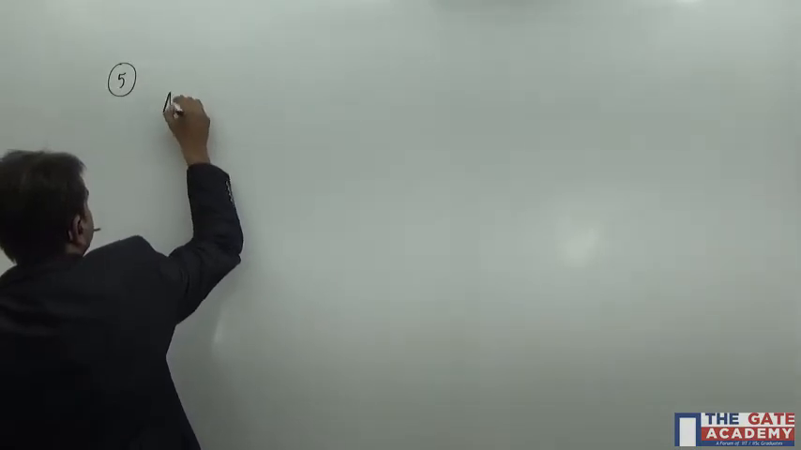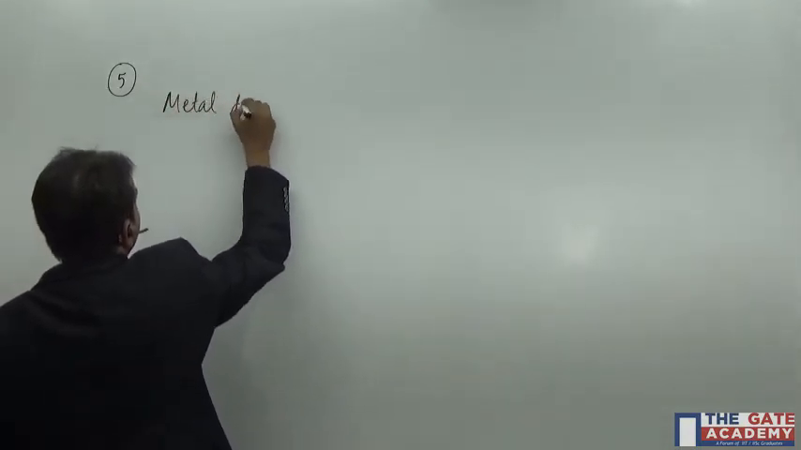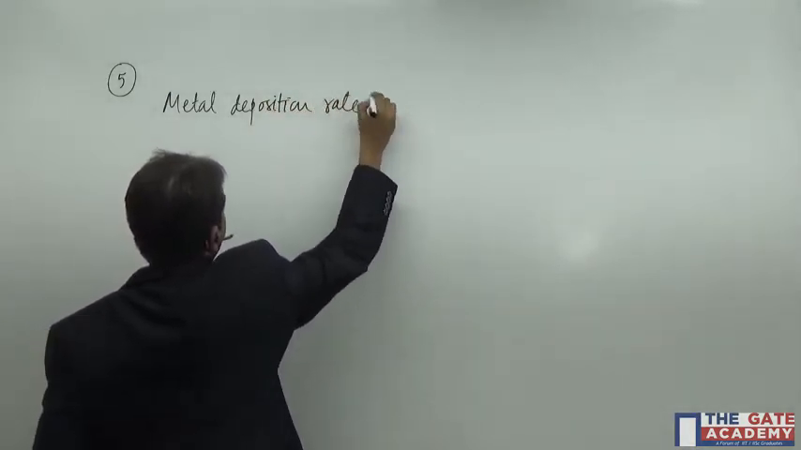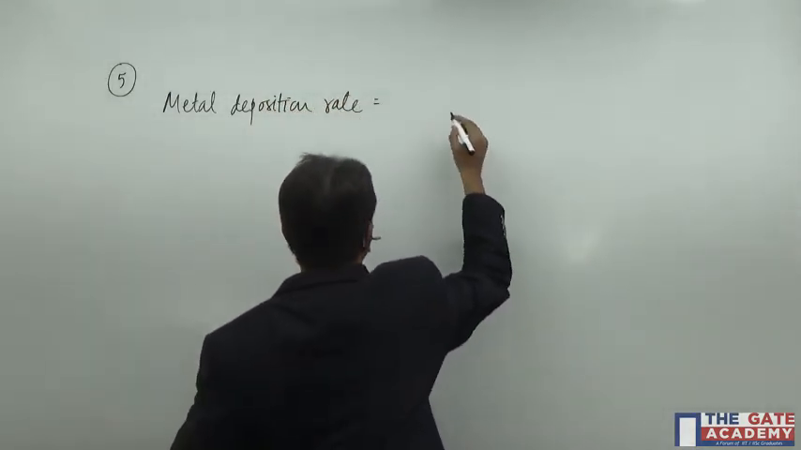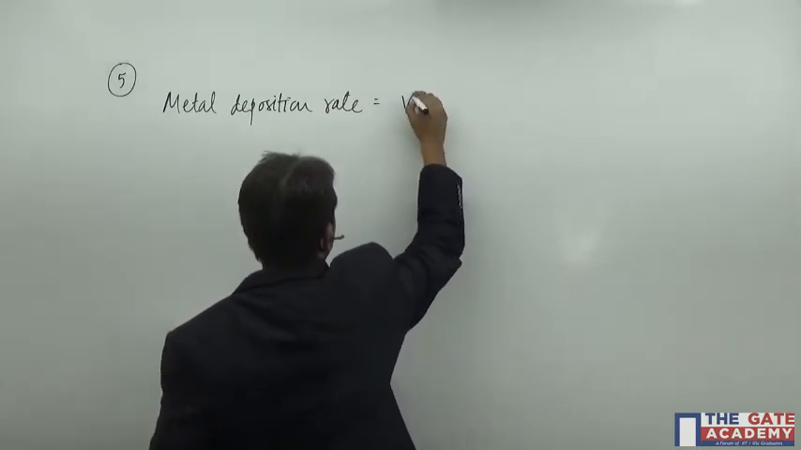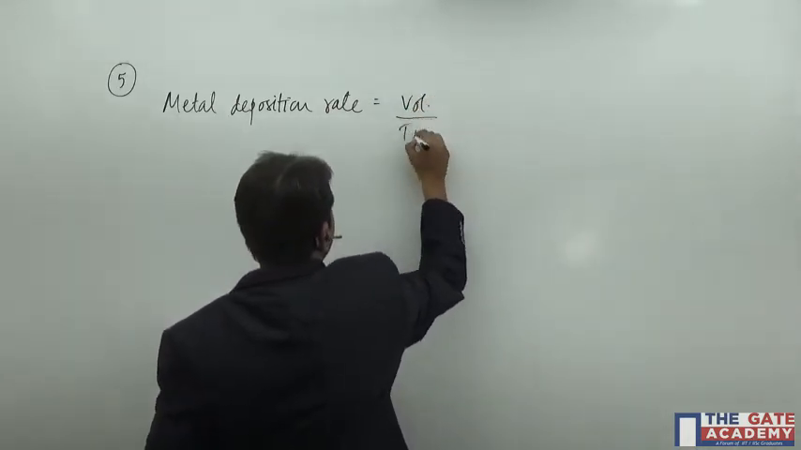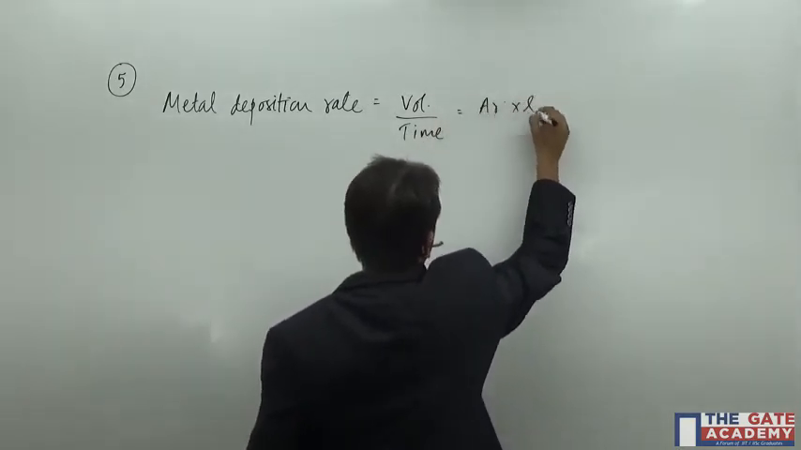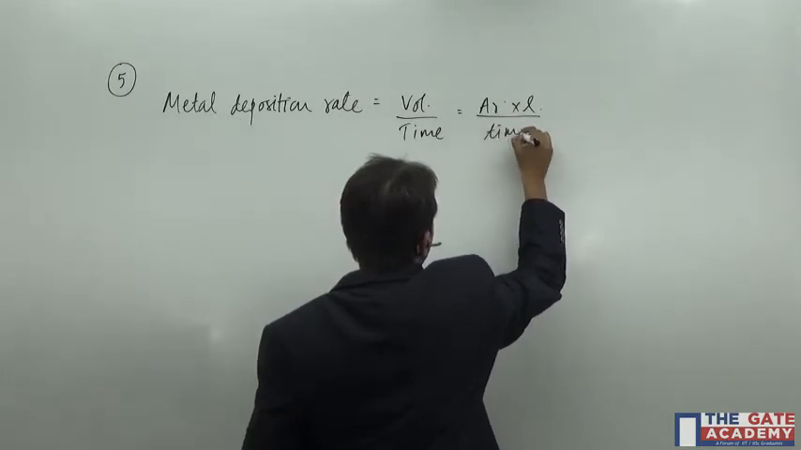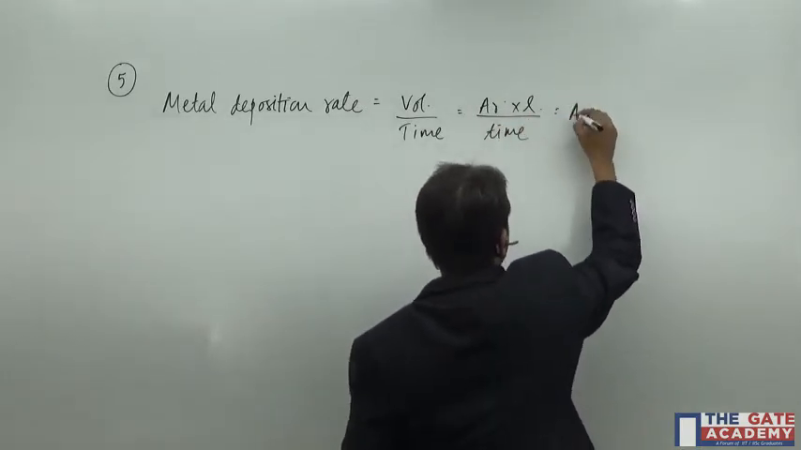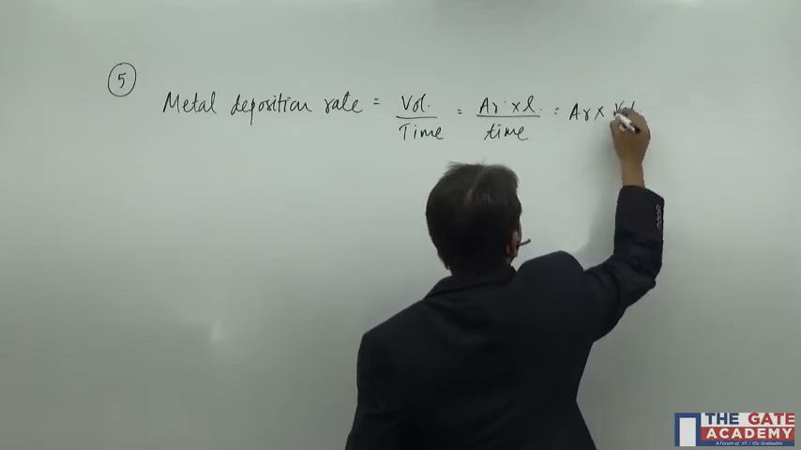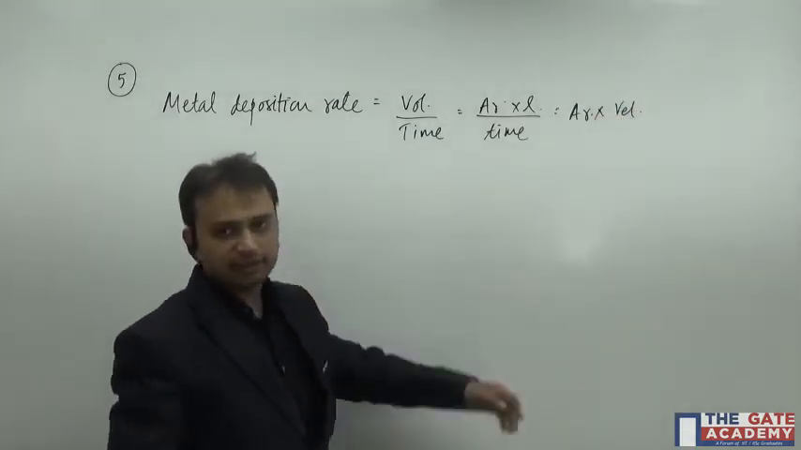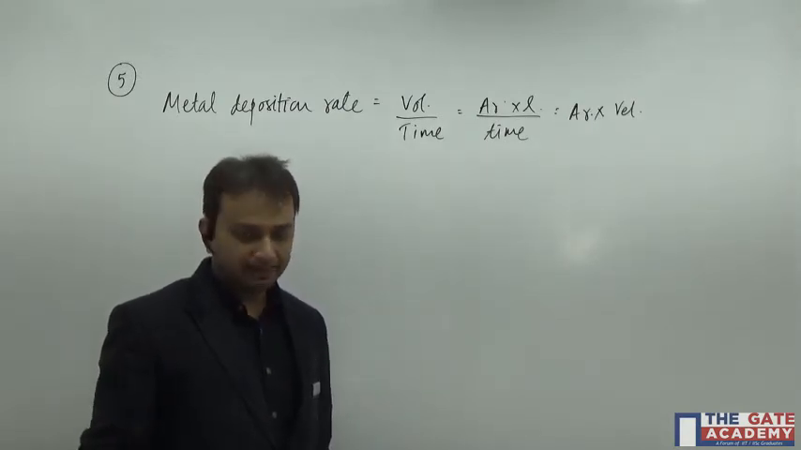So metal deposition rate is given by volume per unit time, or also you can write it as area into length per unit time, and also you can write it as area into velocity. I hope that it is very much clear, there is nothing to explain.